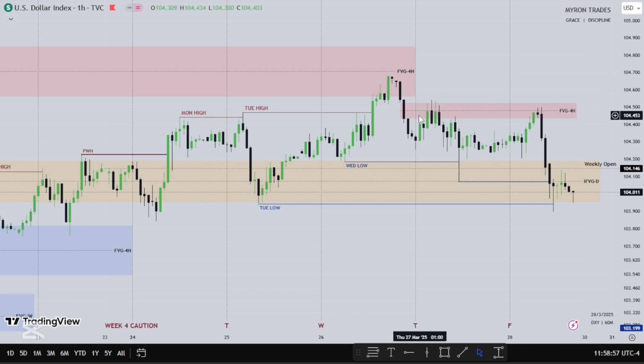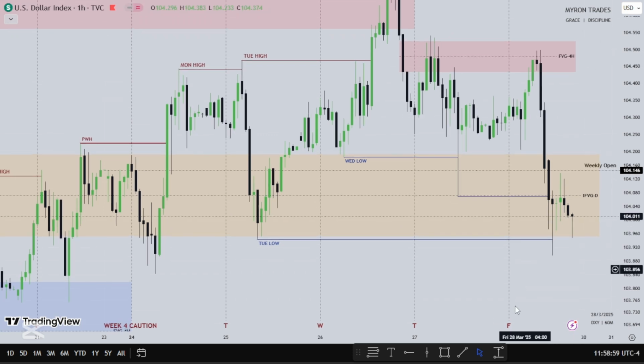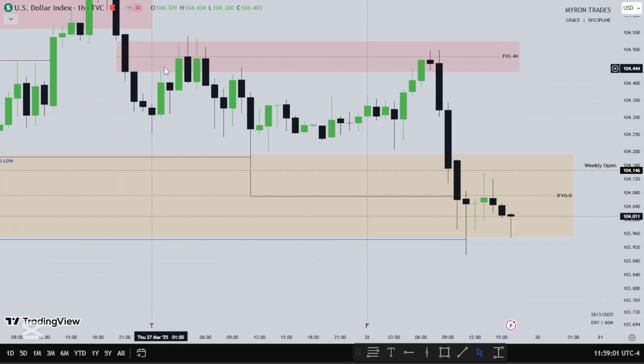Look at the bodies of the candle. Zoom in on this. Look at the bodies of the candle. Do not mind the wicks. Look at the bodies of the candle. Why? The bodies will tell you the story, then the wicks will do the damage. So you see, price was staying at the lower half of the fair value gap here. Same thing here with Friday. You can see the reaction from the fair value gap.